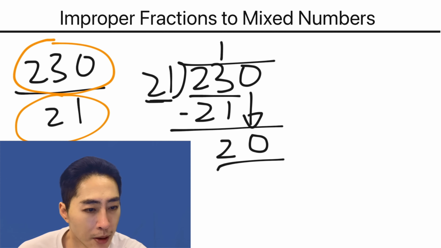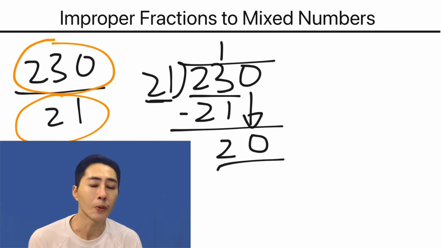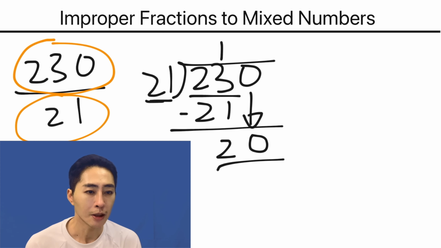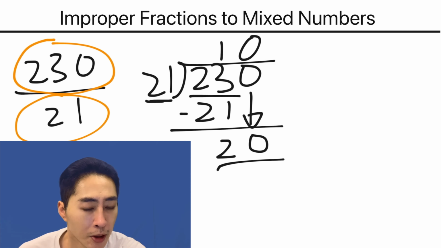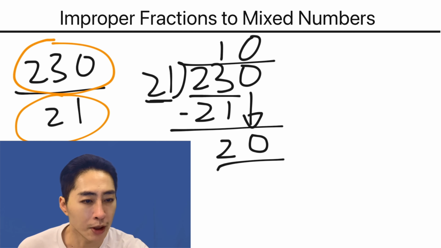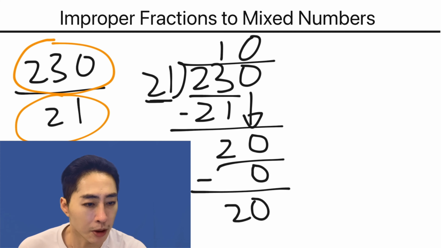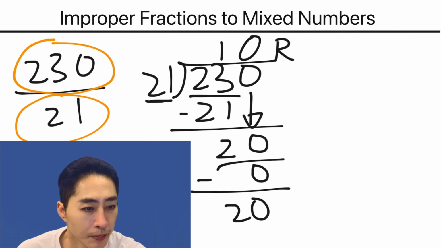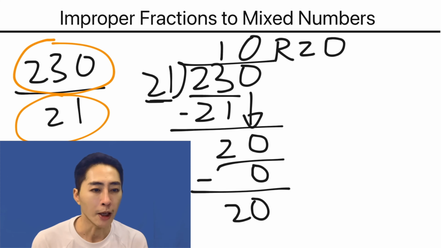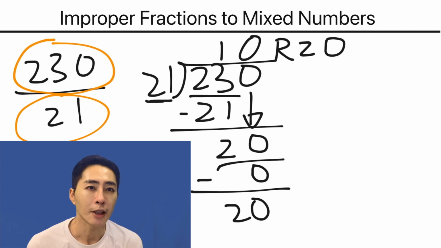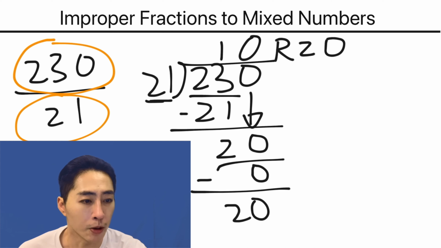And since 20 is smaller than 21, we couldn't put any number on it besides 0. So this would be 0. And 21 times 0 is 0. That tells us that we have a remainder of 20. And looking at the answer, 10 with a remainder of 20 means that we have 10 wholes. So it will be 10.